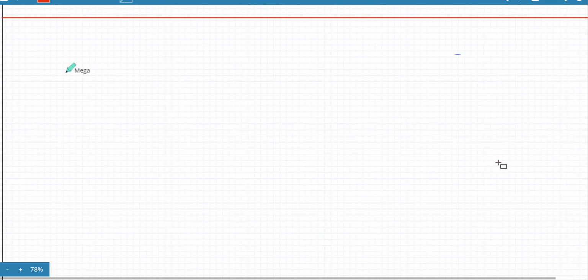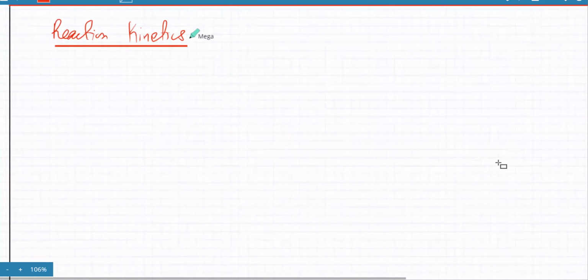So what happens in reaction kinetics? The first thing is we need to revise what you've done in O levels. So we're going to quickly try and do that. Now, reaction kinetics, most of it is in A2. You're going to study the chapter in A2.